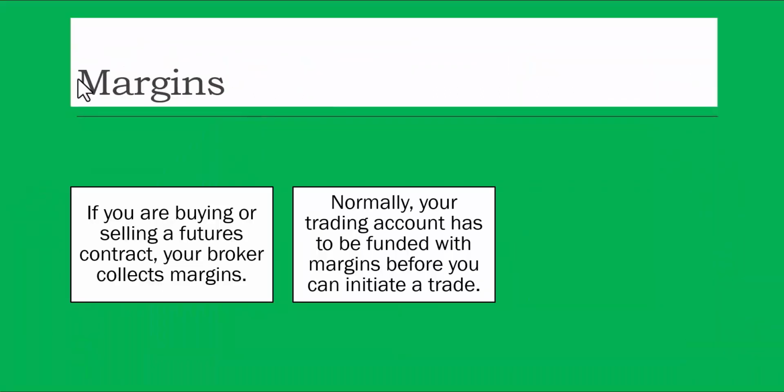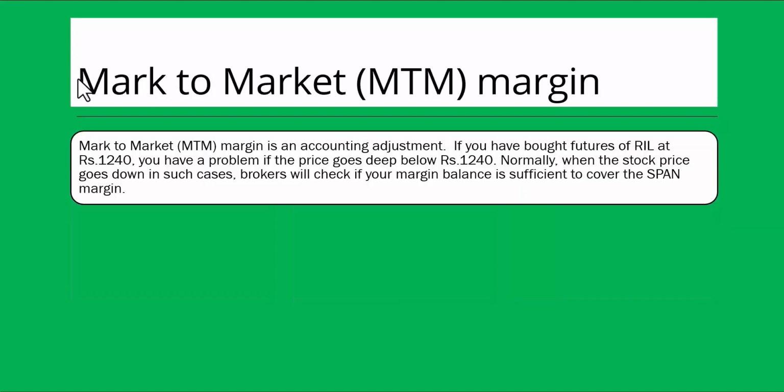So you know that whenever you are buying or selling, you have to pay margins. In case of futures, both the buyers and sellers have to pay margin. In options, it is only the option writer who has to pay the margin. The person who has bought the option has to pay only the premium, which is the margin.